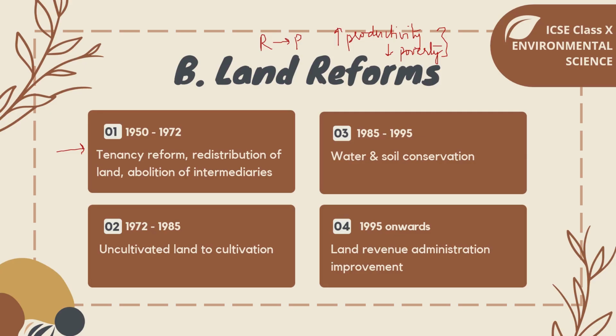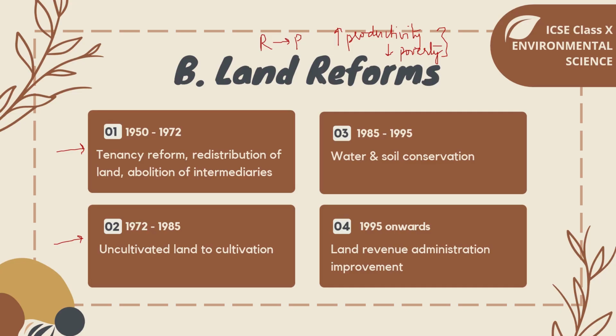The next one was from 1972 to 1985, where the focus was on bringing the uncultivated land into cultivation, because the number of people was increasing and the demands were increasing. There was a lot of uncultivated land. How could we convert that into good fertile land was what the next phase was focusing on.